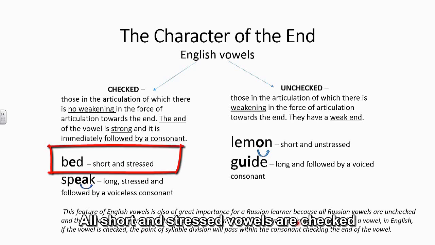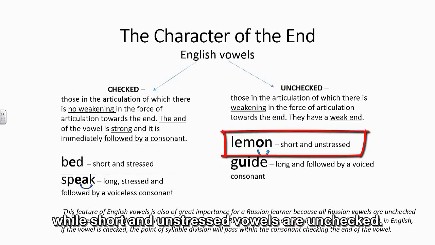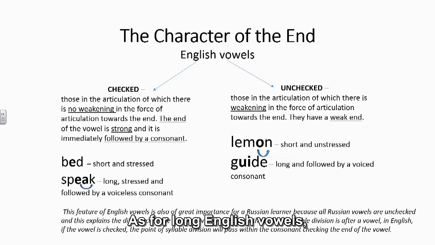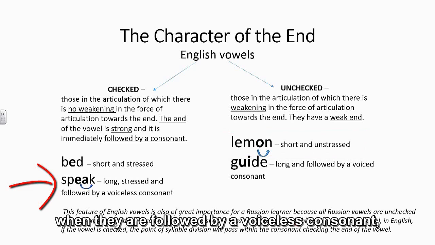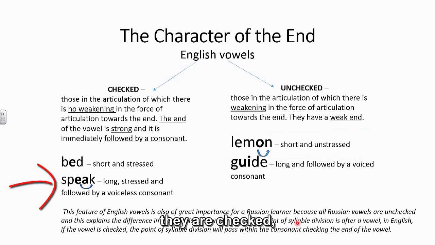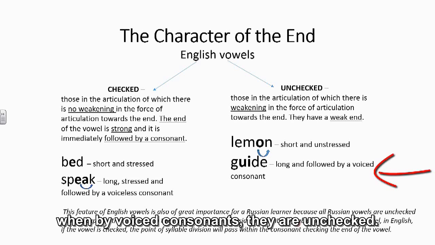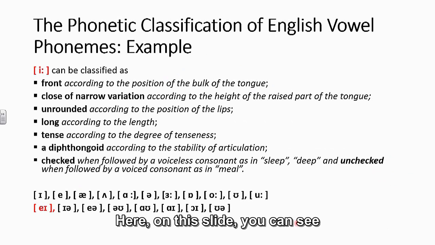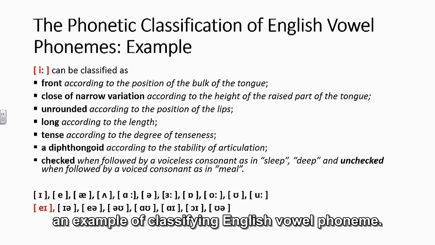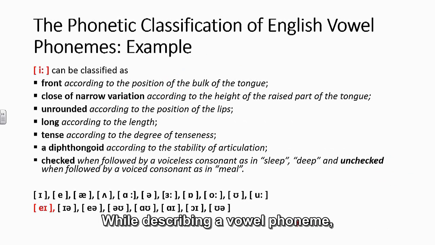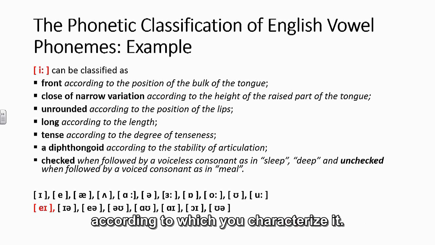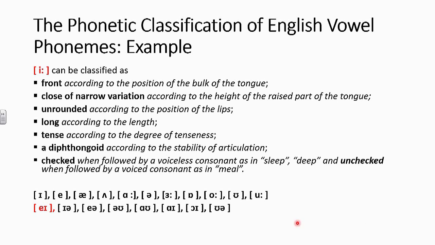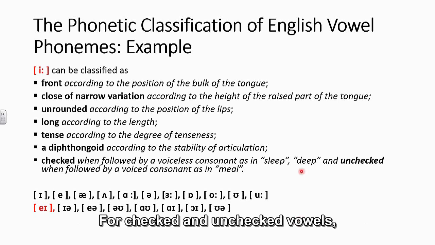All short and stressed vowels are checked, while short and unstressed vowels are unchecked. As for long English vowels, when they are followed by a voiceless consonant, they are checked. When followed by voiced consonants, they are unchecked. Here on this slide you can see an example of classifying English vowel phoneme. While describing a vowel phoneme, you need to specify the principle according to which you characterize it. For checked and unchecked vowels, please give examples.